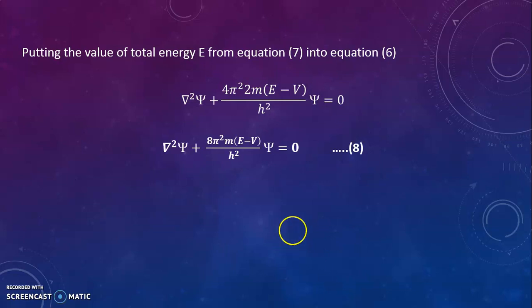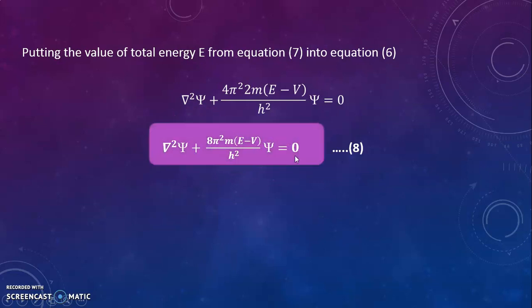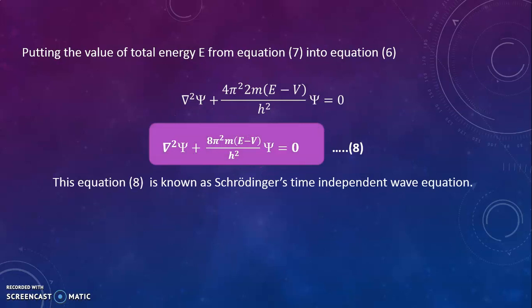Now when you multiply this 4 and 2 and simplify it, we can write it as del square psi plus 8 pi square m (E minus V) upon h square into psi, which is equal to 0. This equation number 8 is Schrodinger's time independent wave equation.